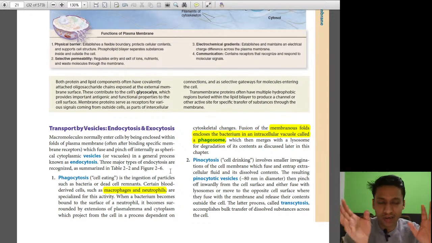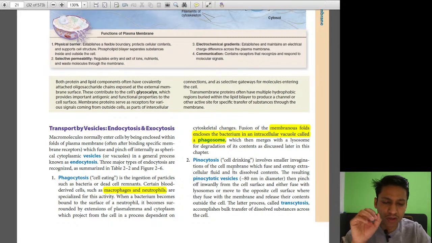Pinocytosis is cell drinking. It involves smaller invaginations of the cell membrane which fuse and entrap extracellular fluid and its dissolved contents. The resulting pinocytosis vesicle, almost 80 nanometers in diameter, then pinches off inwardly from the cell surface and either fuses with the lysosome or moves to the opposite cell surface, where it fuses with the membrane and releases its content outside. The latter process is called transcytosis, which accomplishes bulk transfer of dissolved substances across the cell.